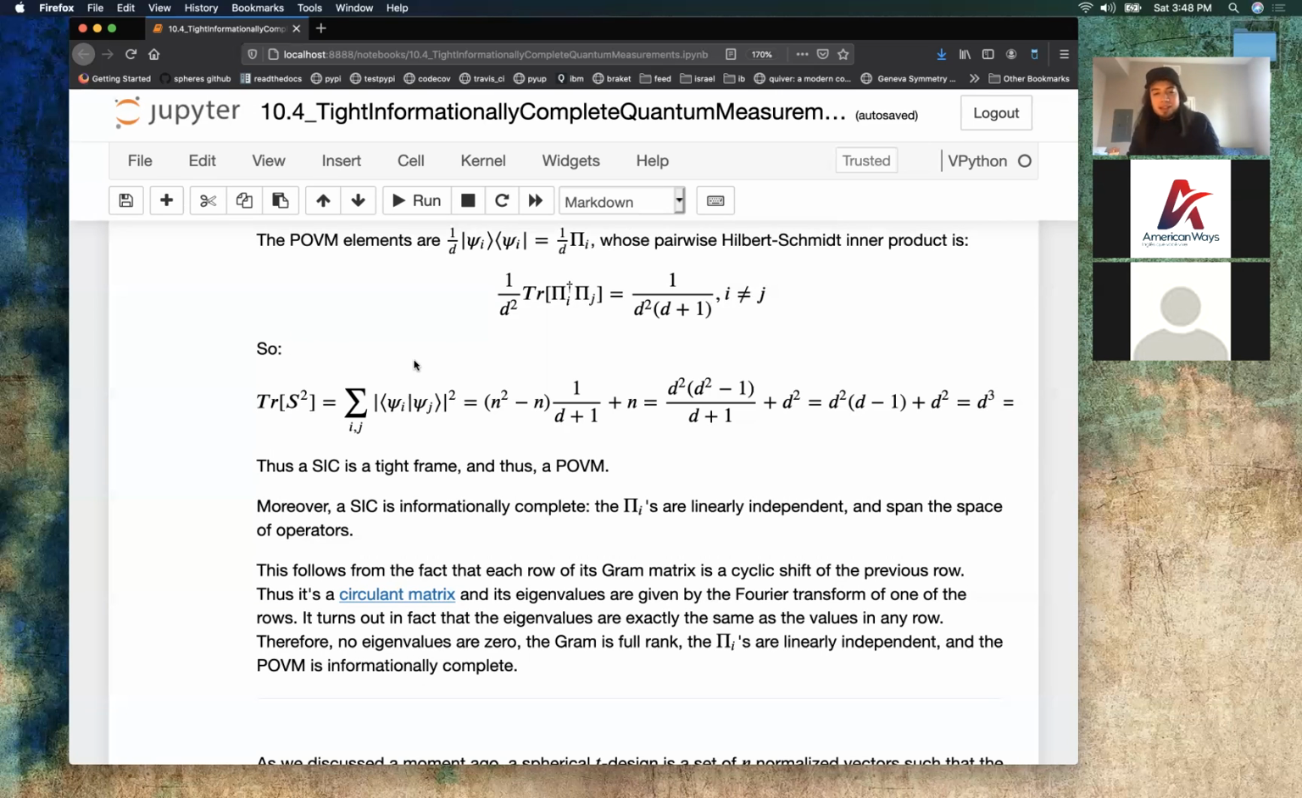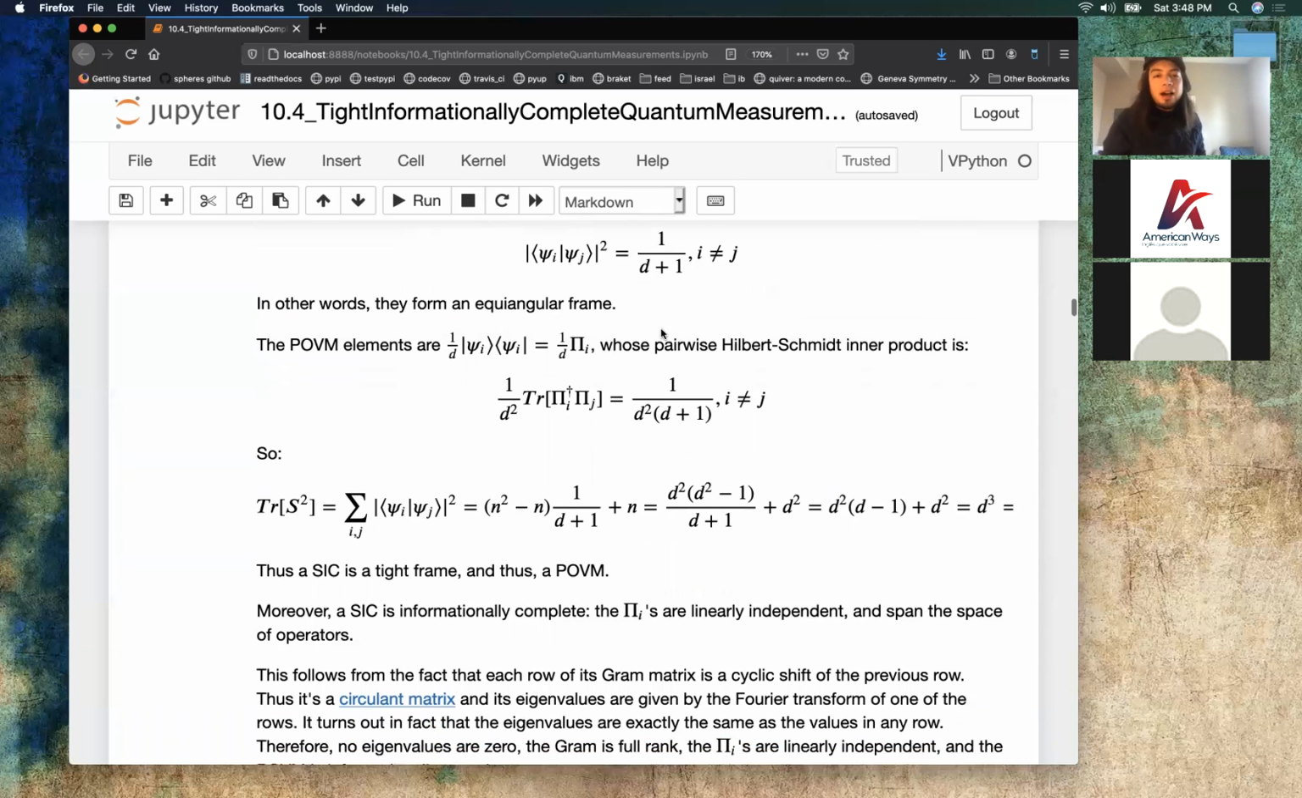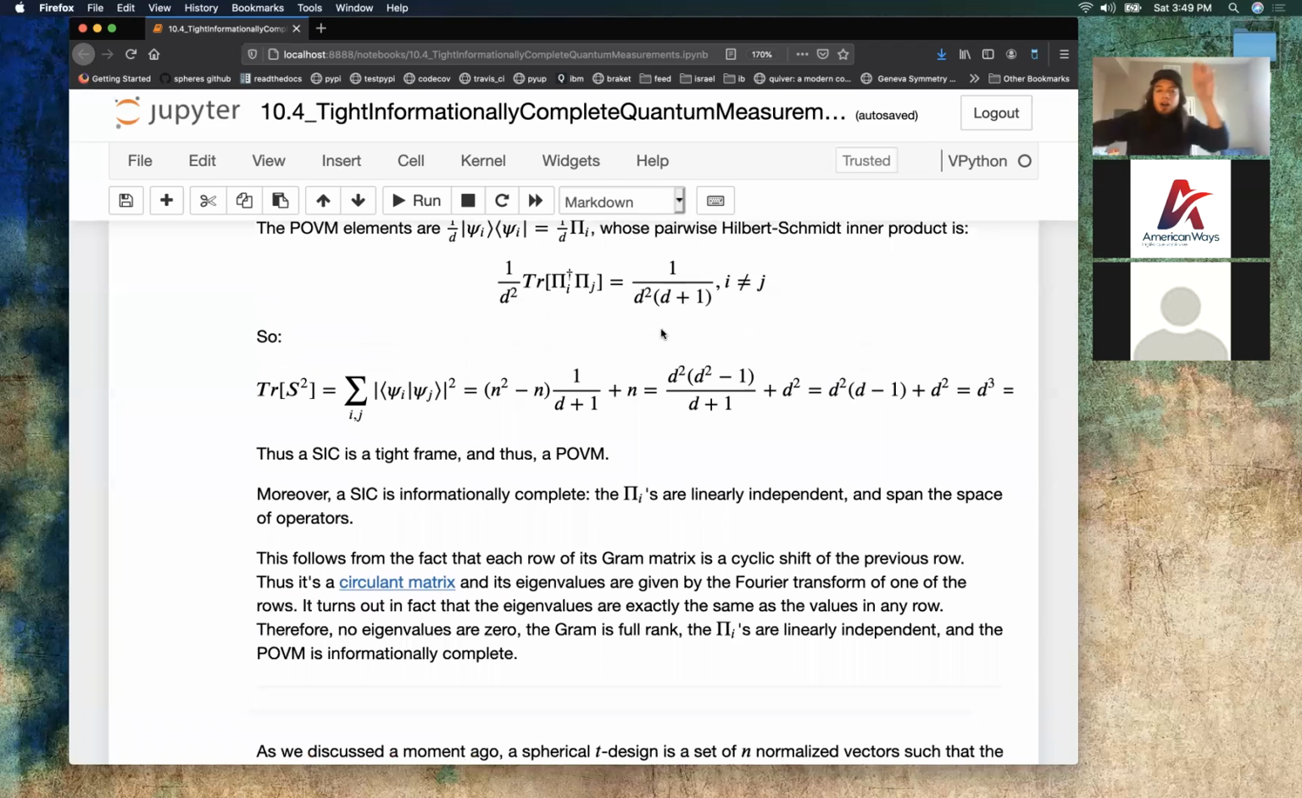One way of seeing this is to look at the Gram matrix, which is the matrix of the inner products. Each of these inner products is either 1 or this, so each row is just a cyclic shift of the previous row. It's just the row moved over, moved over. This is a nice fact I didn't know: that's called a circulant matrix.